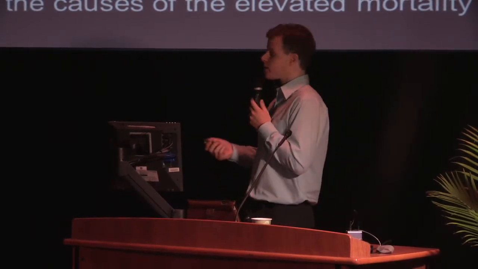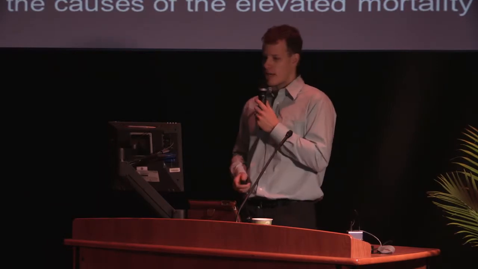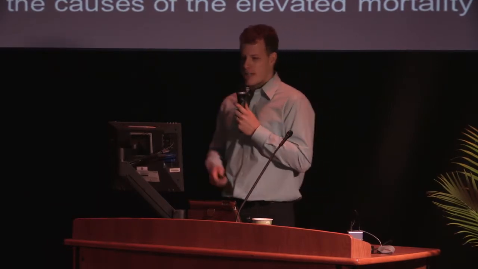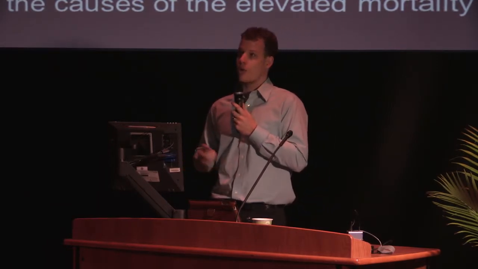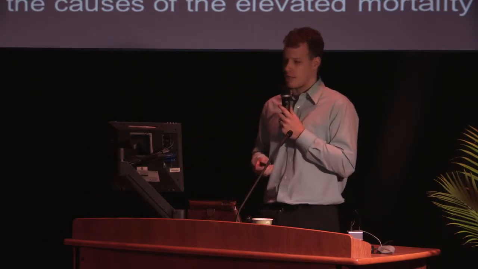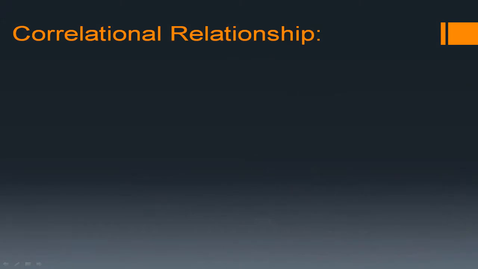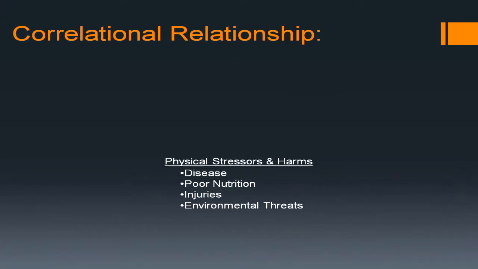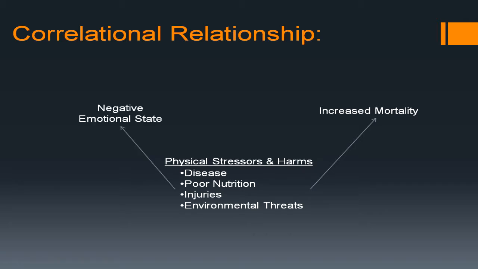They can also reflect accidents or environmental events. This was actually a picture from the recent flood at the Calgary Zoo. In these cases, mortality is correlated with poor well-being, as they're both being induced by the causes of the elevated mortality. What I mean here is that we have these physical stressors and harms, and these lead to increased mortality. This is pretty obvious. At the same time, these physical stresses and harms are also causing negative emotional states within the animals, so these two things are correlated with each other.